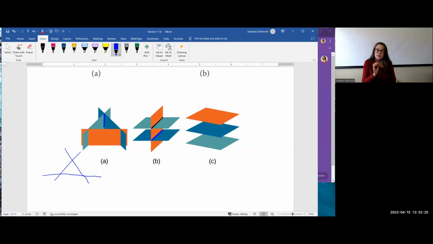Now the orange and the turquoise have a line of intersection here, but the blue one doesn't touch that. And again, the blue and the orange intersect at this line right here, but the turquoise doesn't touch it. So again, we see that even though two at a time have points in common, all three do not. So there's no solution to the system.